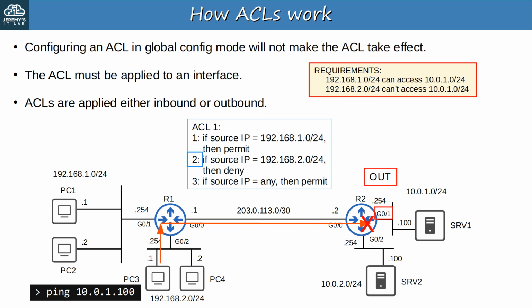Hosts in 192.168.2.0/24 can't access 10.0.1.0/24. What if PC1 in 192.168.1.0/24 tried to ping server 1? Before forwarding the packet out of its G01 interface, R2 will check the ACL. If the source IP is in 192.168.1.0/24, then permit. The source is 192.168.1.1, so the packet is permitted and R2 forwards it to server 1. Both requirements have been satisfied, and there is no effect on other traffic.